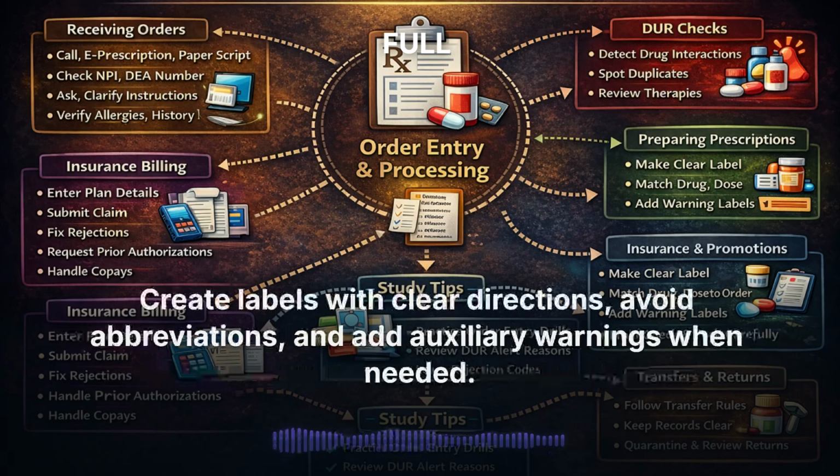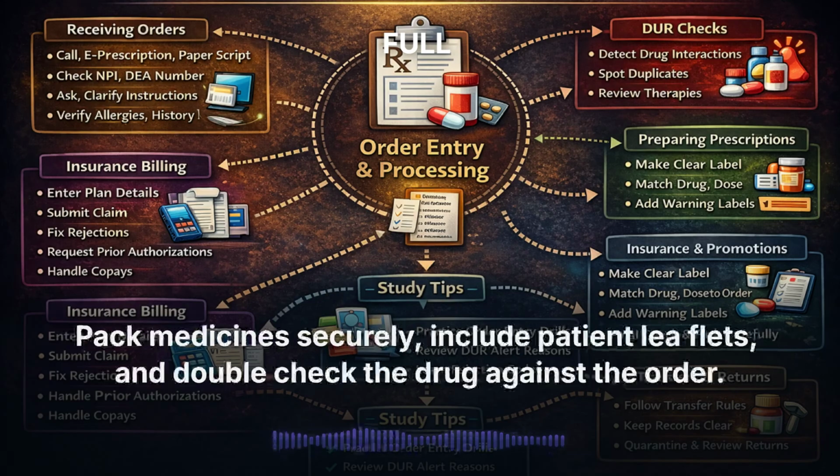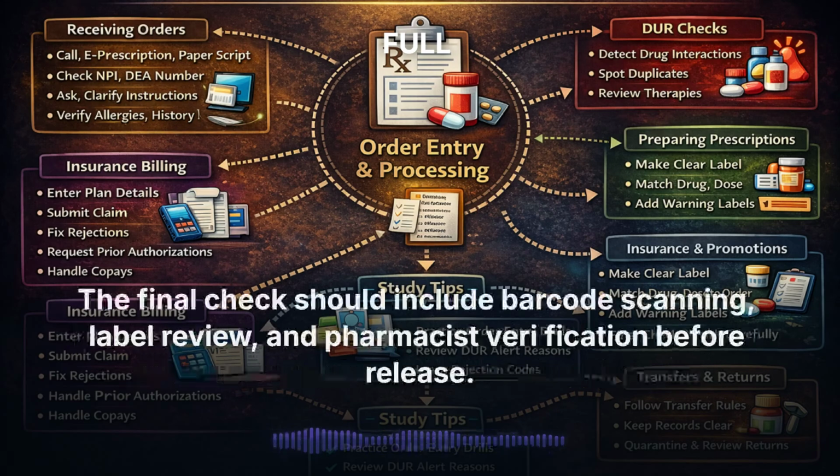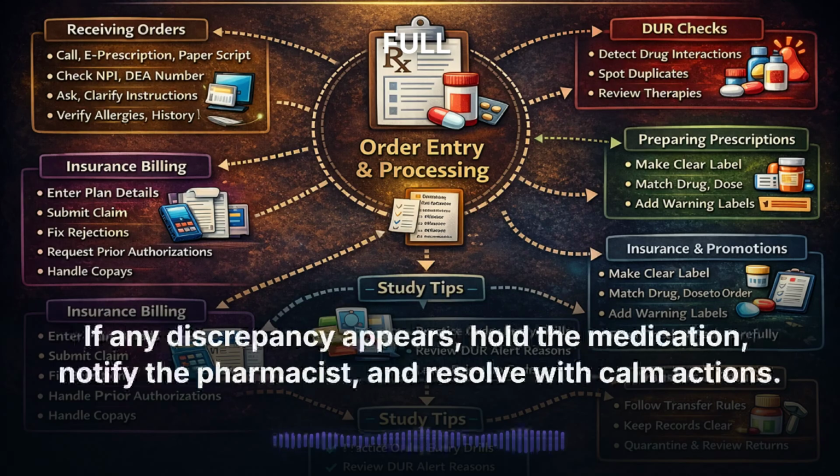Create labels with clear directions, avoid abbreviations, and add auxiliary warnings when needed. Pack medicines securely, include patient leaflets, and double-check the drug against the order. The final check should include barcode scanning, label review, and pharmacist verification before release. If any discrepancy appears, hold the medication, notify the pharmacist, and resolve with calm actions.